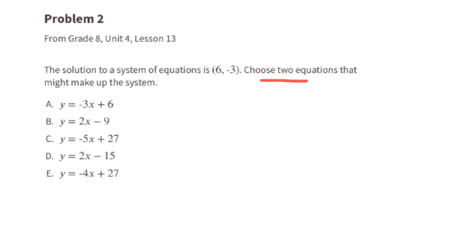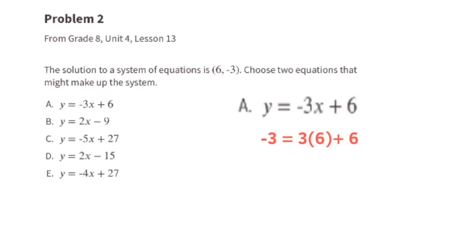Let's start with A. Y equals -3x plus 6. After we substitute these values, it reads -3 equals 3 times 6 plus 6. -3 equals 18 plus 6. -3 does not equal 24, so equation A could not make up the system.